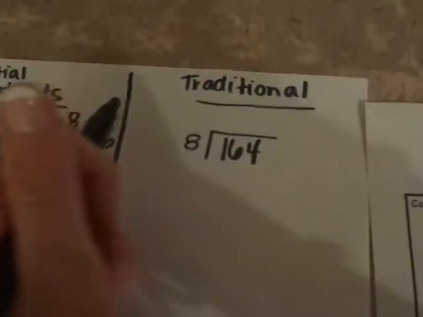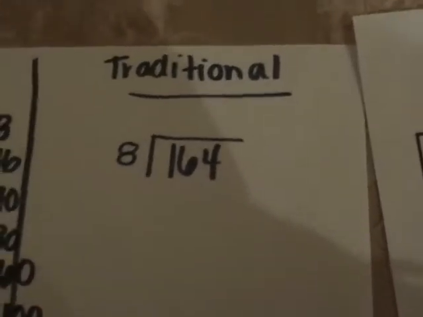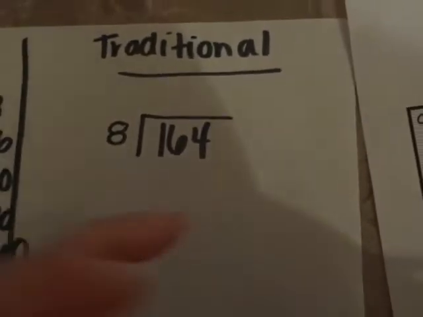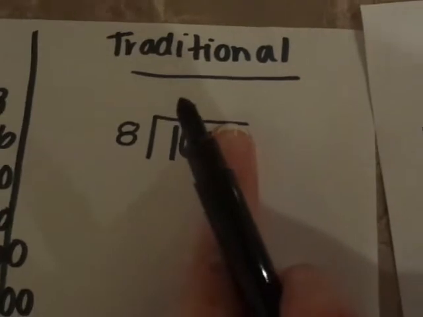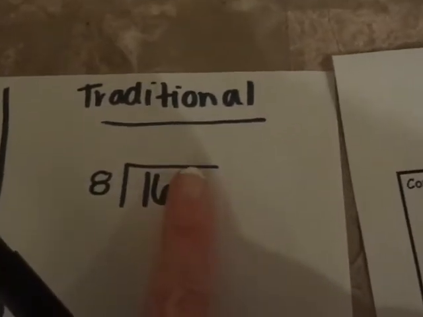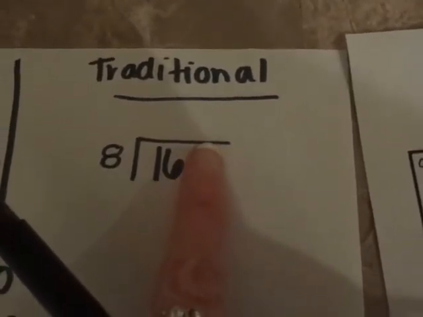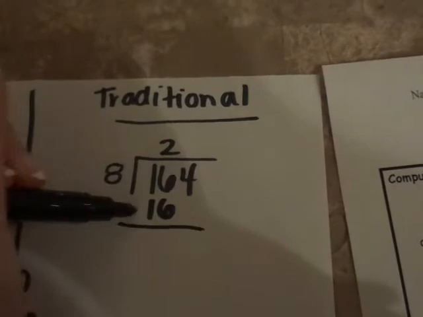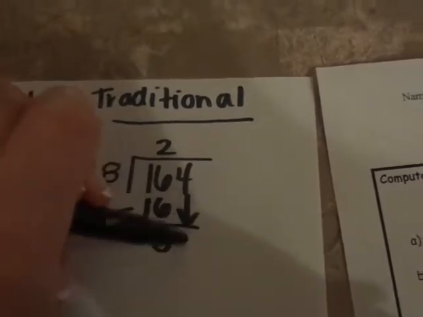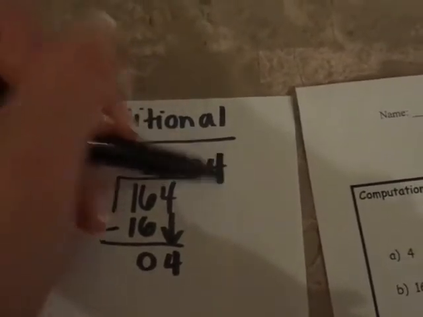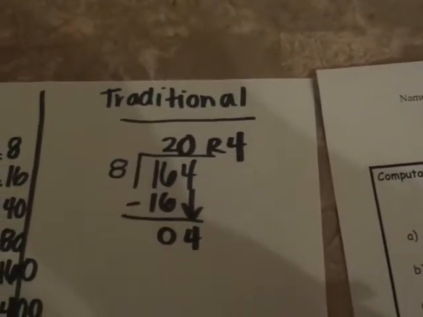So let's show that using the traditional method. It's the same exact thing, except we're thinking of the place value. So we cover up our ones place and we ask ourselves, how many times can 8 go into 16? 2 times. 2 times 8 is 16. Bring down our 4. Can 8 go into 4? Nope. We brought this down, so we put a 0 there, and we have our remainder of 4.